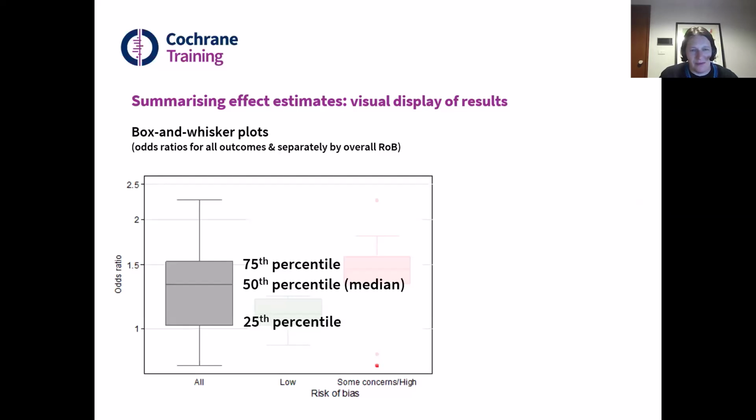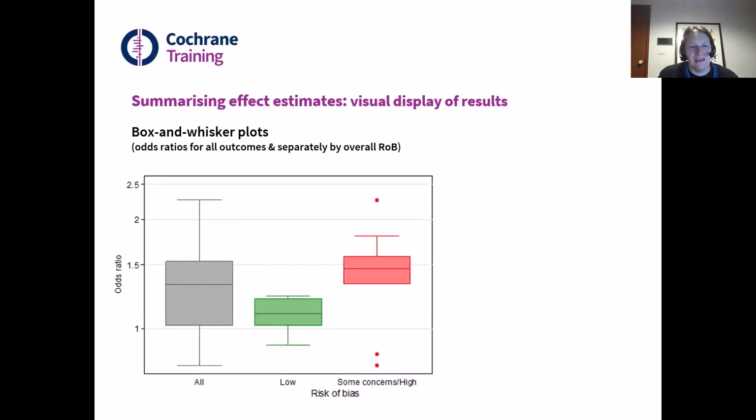The box at the bottom is the 25th percentile. The middle line here is the 50th percentile, and the top line is the 75th percentile. And then you can also look at the studies that were judged to be at a low risk of bias compared with those at a high risk of bias, and see whether those distributions are different. What it looks like here is that the odds ratios tend to be a bit higher in studies that have some concerns or high risk of bias.